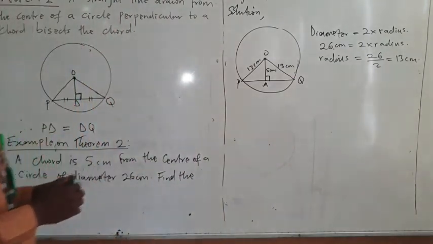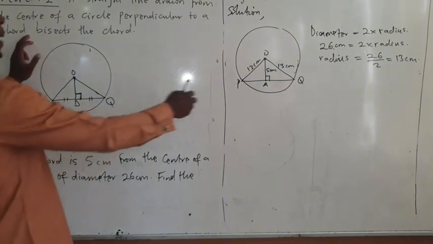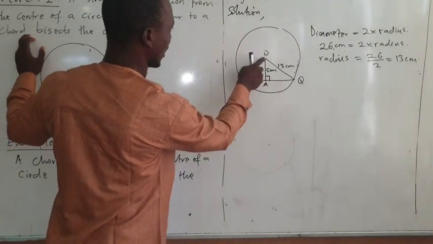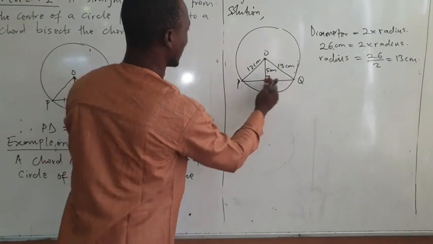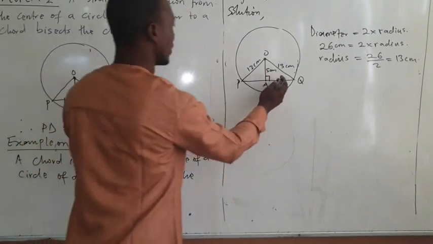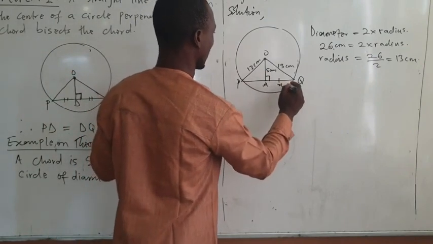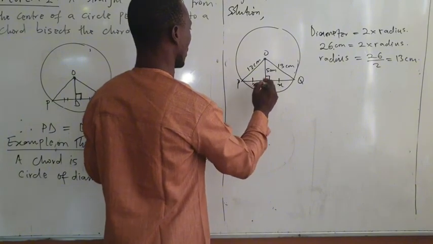Then we now have to find the length of the chord. Going by the second theorem, theorem 2, it says the perpendicular line from the center divides the chord PQ into 2 equal halves, that is, it bisects the chord. Which means if AQ is X, PA will also be X.